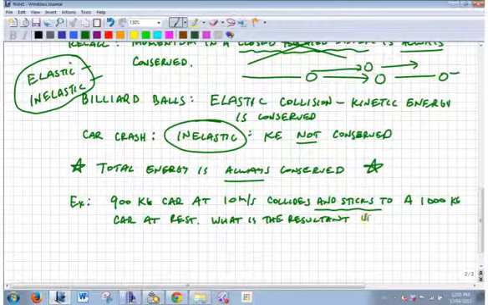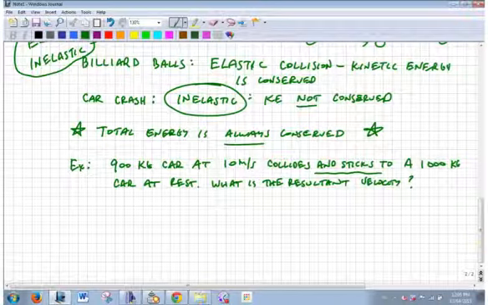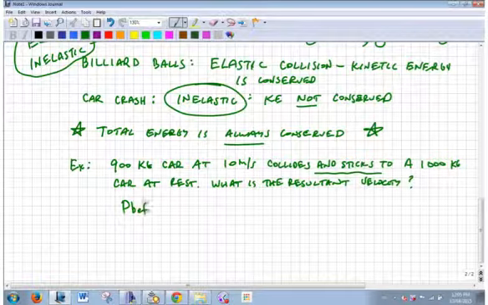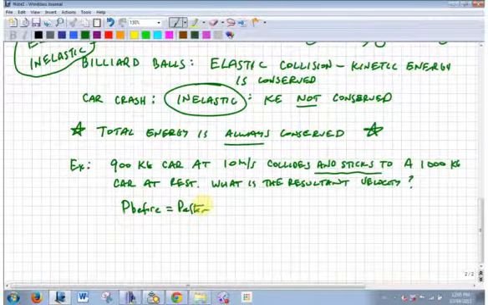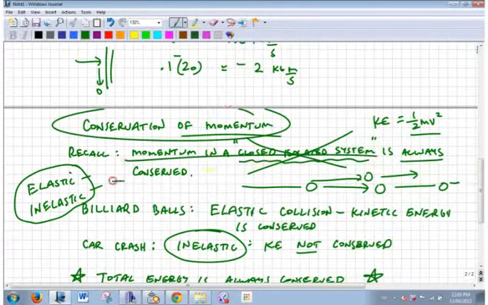What is the resultant velocity? Of which car? Does it say? Both. They're stuck together, right? That's what that says. So, again, this was tricky for some of you guys. Momentum is conserved. Always, always, always.